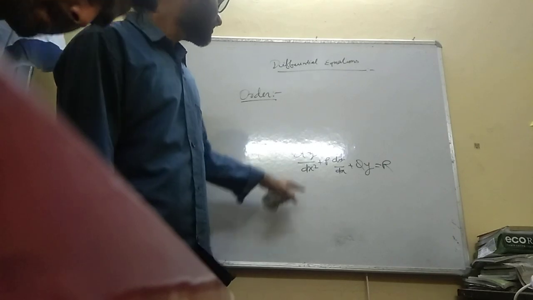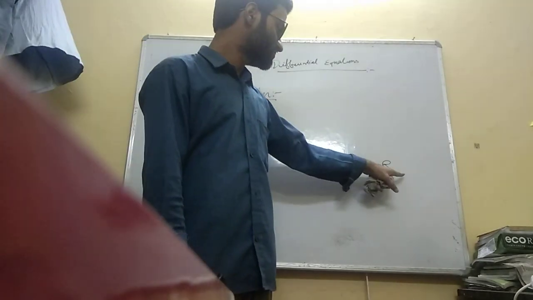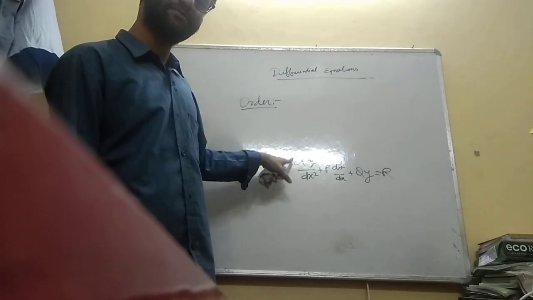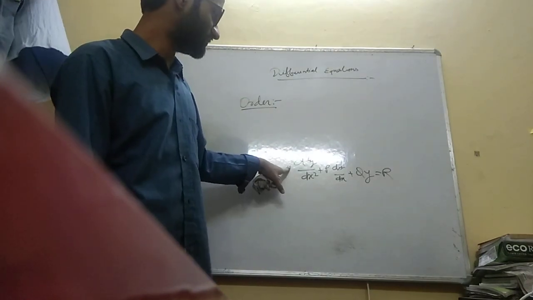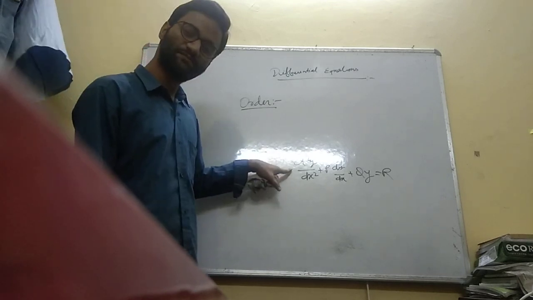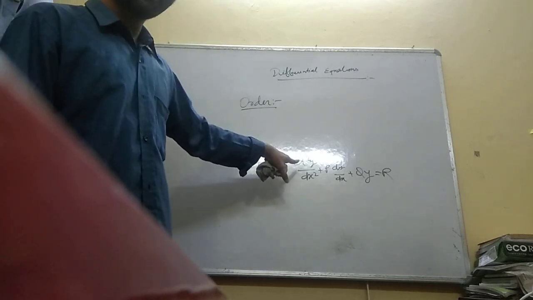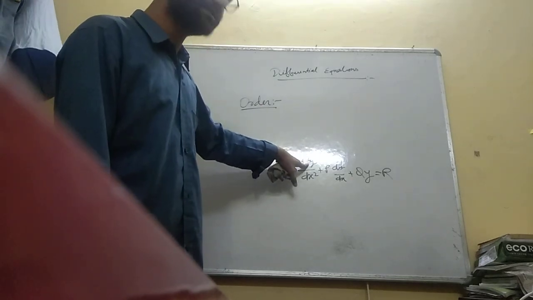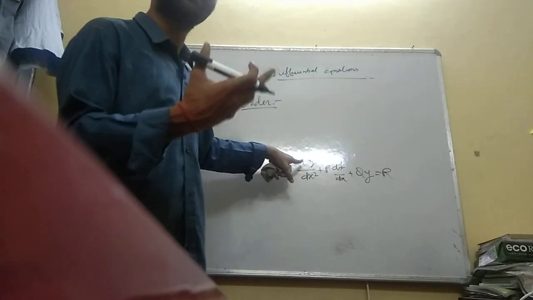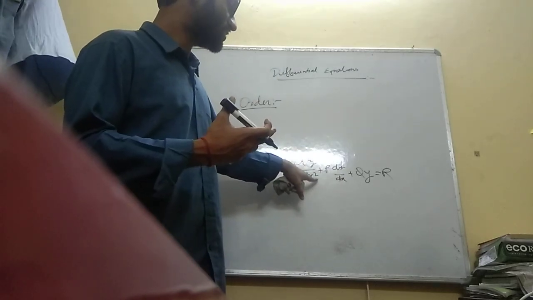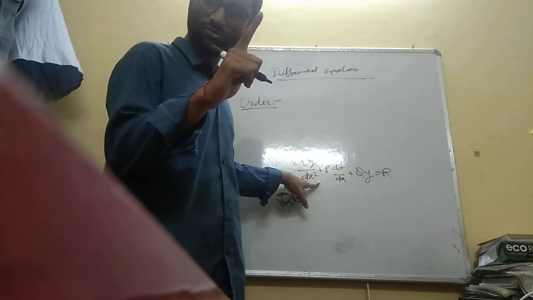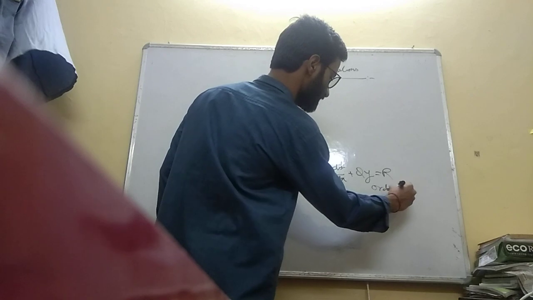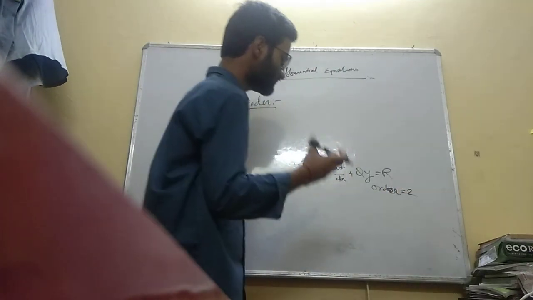For example, you can take this differential equation. My definition of order says that the highest order derivative present in that differential equation is the order. In this differential equation, the highest order derivative is this one. This is second order and this is first order, so the highest order will be 2. So the order of this differential equation is equal to 2.